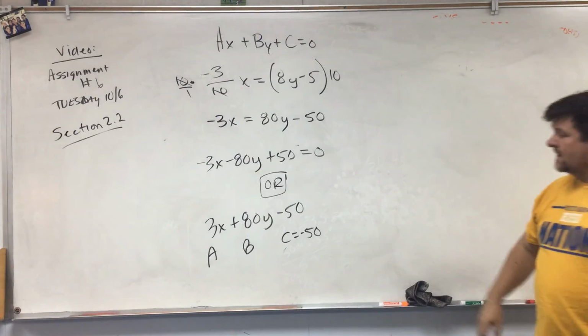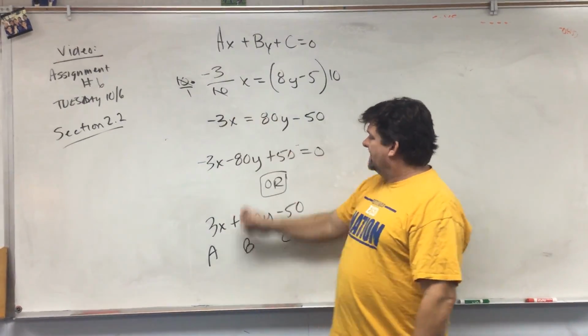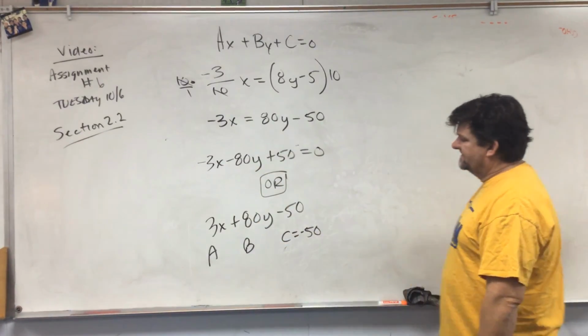So we are good. Here we go. We want to multiply through to try to make it a positive. This is an equivalent equation as that. You guys are good to go.